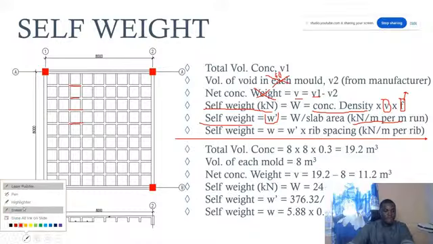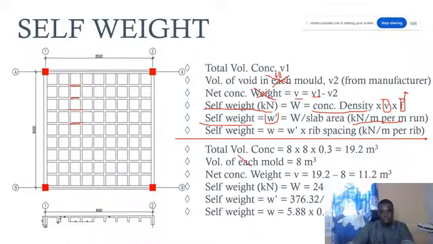of void you have in your mold. So this is not each, it is in all the mold. Let's assume it's 8 meter cube. Like I mentioned, it can be gotten from the manufacturer. So it's their standard sizes. So from the manufacturer manual, you can see the volume of void. And if it is not available, it's something you can calculate.